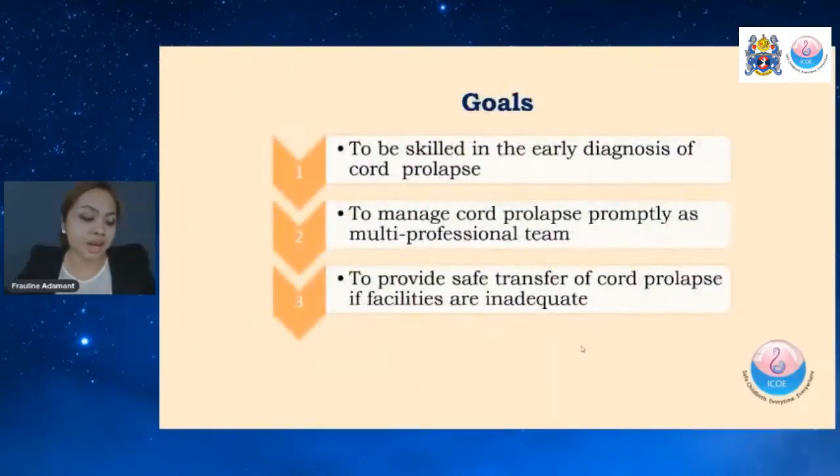By the end of this lecture, you will be skillful in the early diagnosis of cord prolapse and able to manage cord prolapse promptly as a multi-professional team, and you will be able to provide safe transfer of cord prolapse cases if your facility is inadequate.